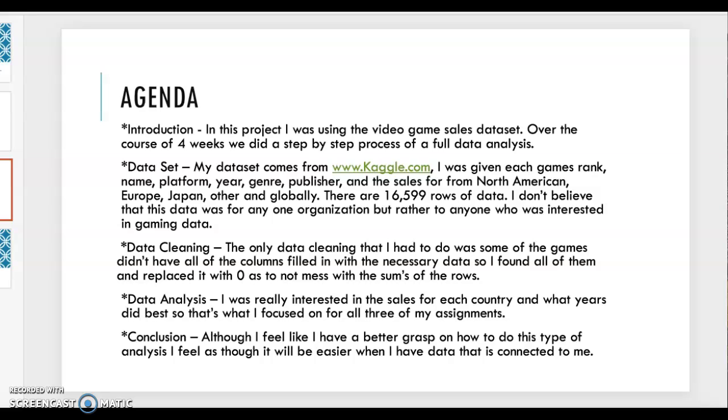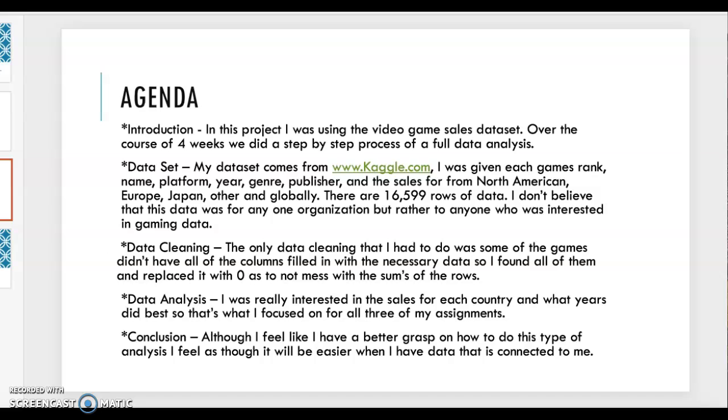but rather for anyone who is interested in gaming data, because this did have a lot for anybody to be able to look at and process. The only data cleaning that I had to do was some of the games didn't have all of the columns filled, mainly the year that the game was released. All I had to do was find that and replace it with zeros to not mess up anything in the data. For my data analysis, I was really interested in the sales for each country and what years did the best, so I really focused on that.